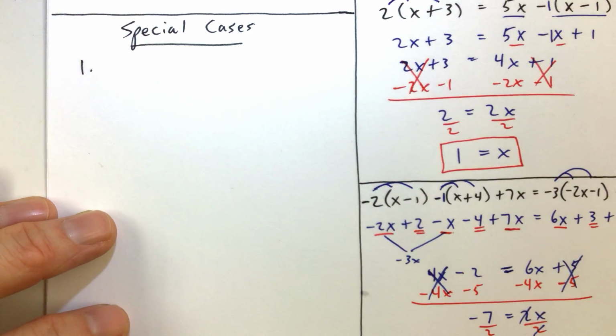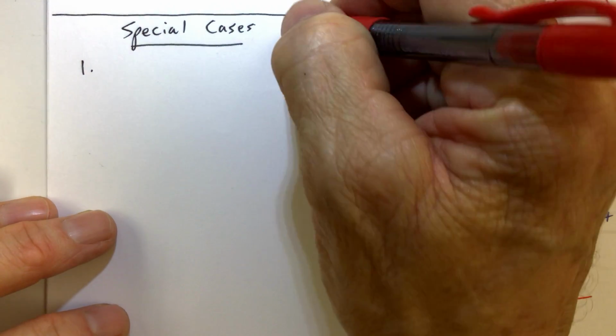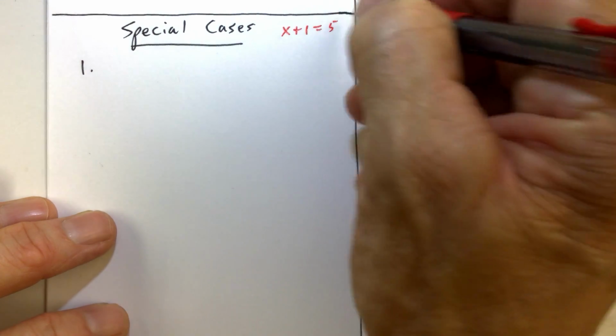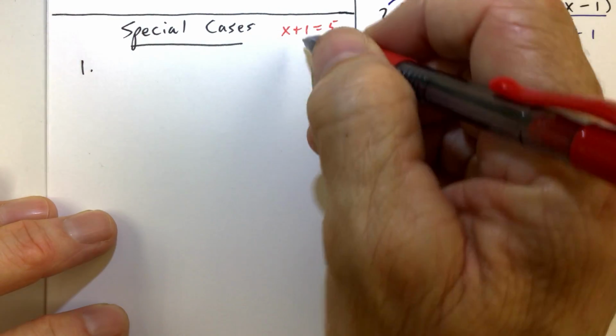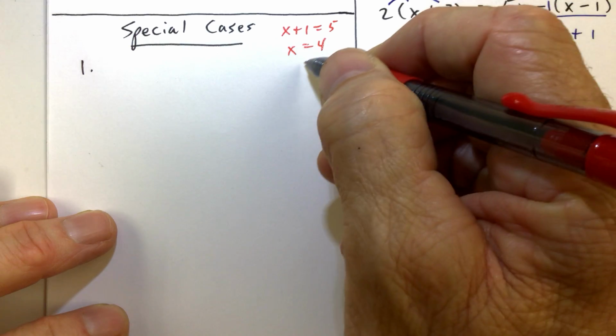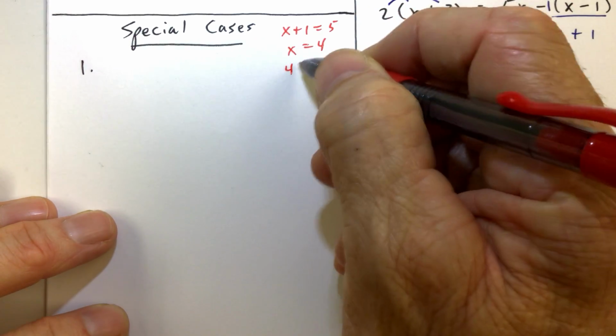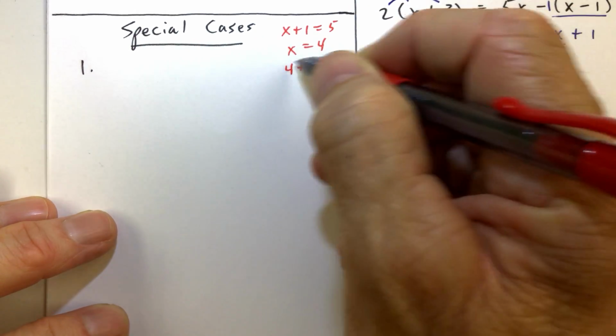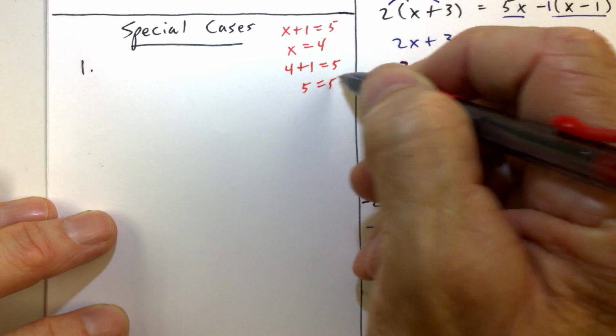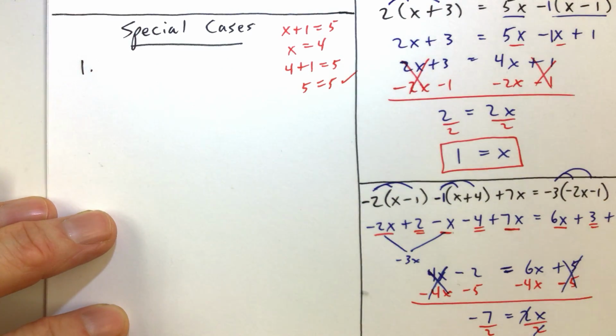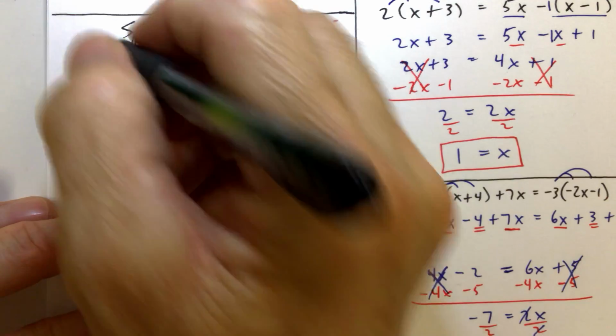So for example, I'll just put another one up here. Like if you had x plus 1 equals 5, the solution to that equation is x equals 4, because you can replace x with 4, and it makes it true: 4 plus 1, 5 equals 5. Check. Okay, but so anyway, here are the 3 special cases.